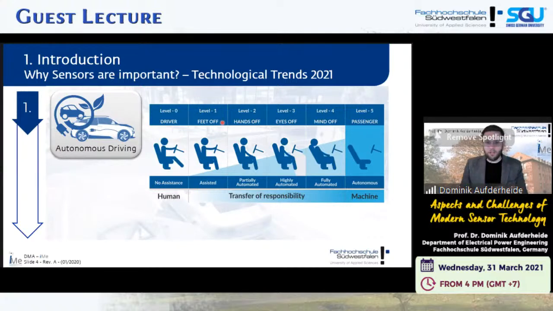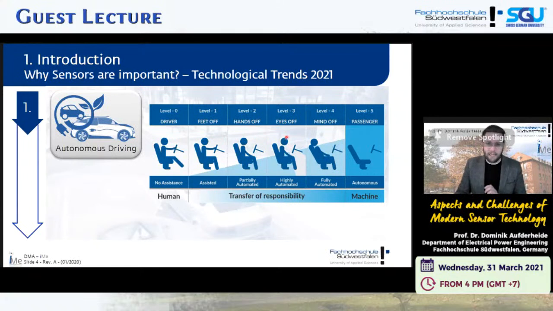Then we go to the next level, level two, which means we can forget about our hands, which would mainly mean that the car is able to steer itself. Also there are partially some successes which we can see in our everyday cars. For example, I drive a car which has a lane assistant, which is able in specific circumstances, on specific roads, with specific speeds, to keep the car within a specific lane. And it's even steering automatically a little bit. This is already achieved, but also just up to some extent.